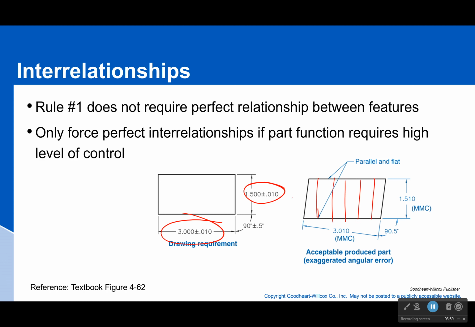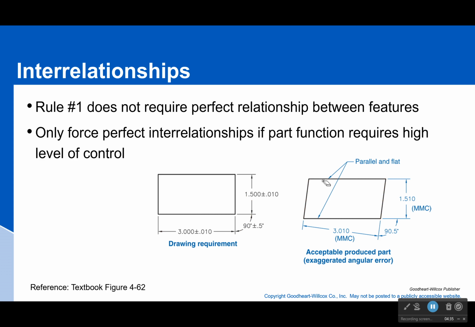The top is parallel and flat, and the sides are parallel and flat, but they are not perfectly at right angles, because I didn't actually have a tolerance. Oh, that's right, there's the tolerance right there. I allowed a 5-degree tolerance. So we do not have perfect relationships, only the perfect feature itself. These two features must be perfectly parallel at a particular distance from each other, but the angles are not controlled. And we don't want to do that unless it's extremely necessary.